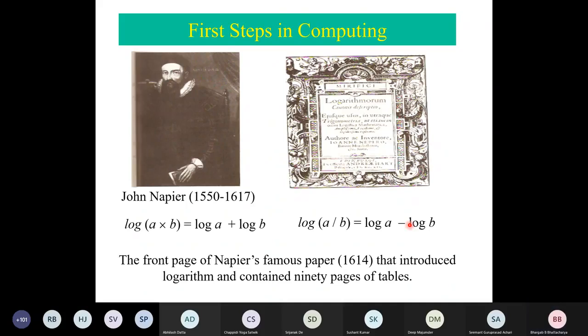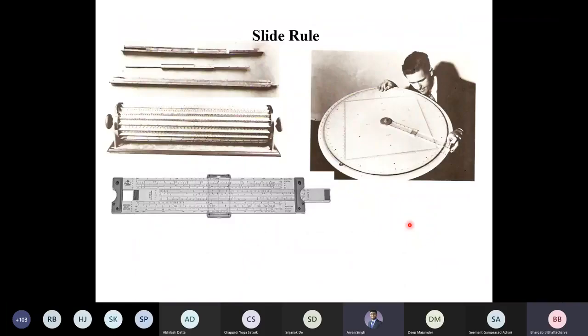Okay. So as you can see, this is the first step in computing which expedites the computation process. And later on, this tabular version, where you look manually in the table, was followed by a very famous device which was widely used by engineers decades ago, which is based on the principle of this logarithm. You know what? Napier's bones. Well, this is called the slide rule.